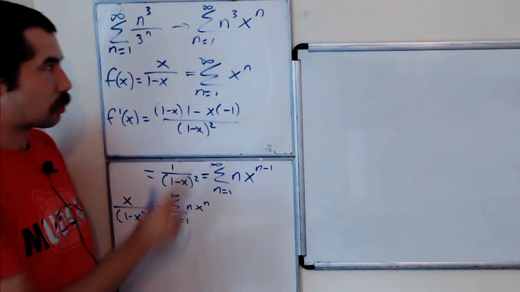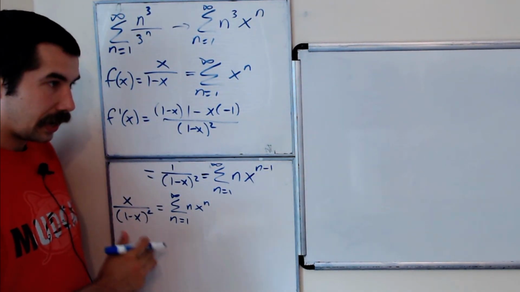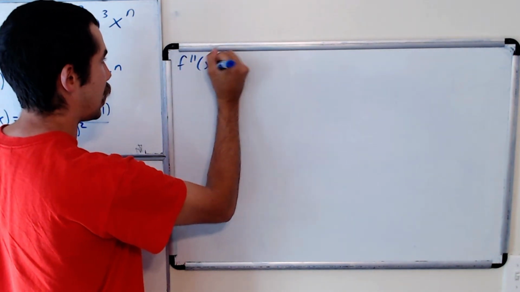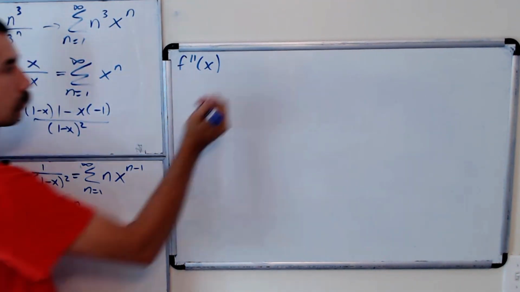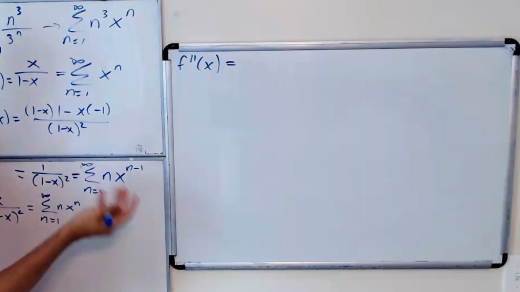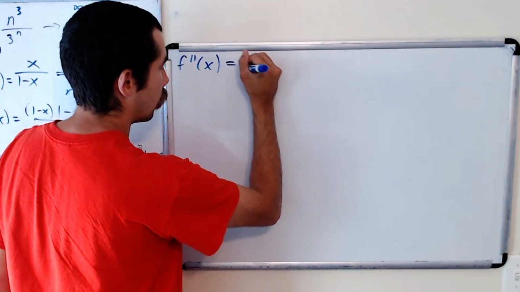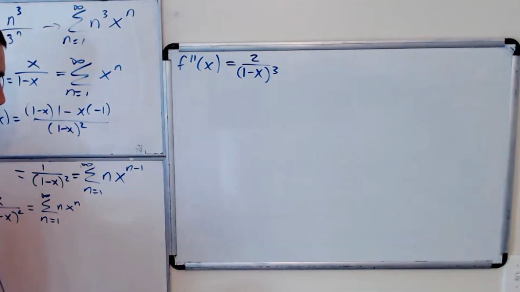Okay, we're making some progress, right? We want n to the third. So let's find the next derivative. So f double prime of x, and now we're taking the derivative of this function here. We're not taking the derivative of the x times f prime of x. F double prime of x, you know, you could do this on your own. It's just 2 over 1 minus x raised to the third power.